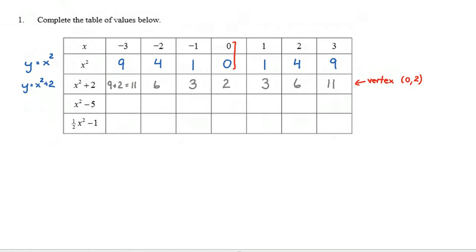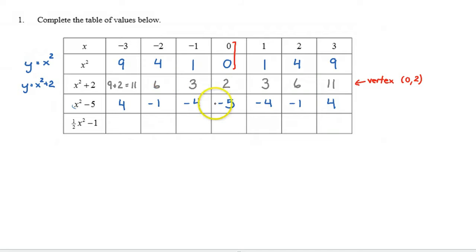Now let's take a look at the next one. So let's use that same idea. We'll take the y from y equals x squared and subtract 5. So 9 minus 5 is 4. 4 minus 5 is minus 1. 1 minus 5 is minus 4. 0 minus 5 is minus 5. 1 minus 5 is minus 4. 4 minus 5 is minus 1. 9 minus 5 is 4.